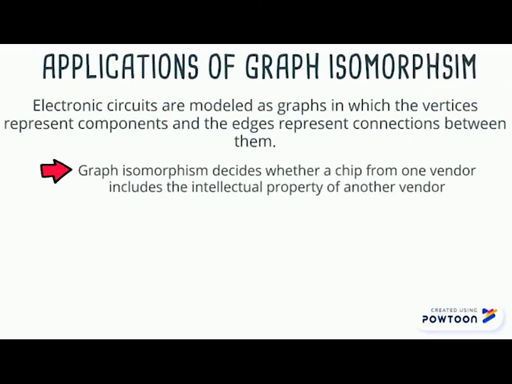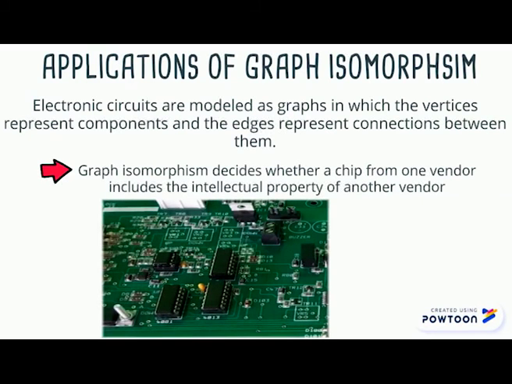Electronic circuits are modeled as graphs in which the vertices represent components and the edges represent connections between them. Graph isomorphism decides whether a chip from one vendor includes the intellectual property of another vendor.